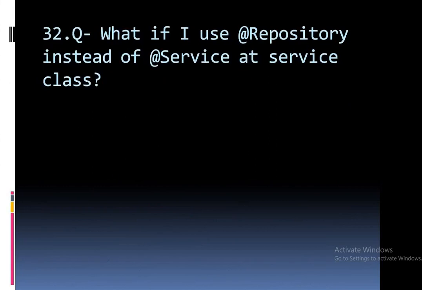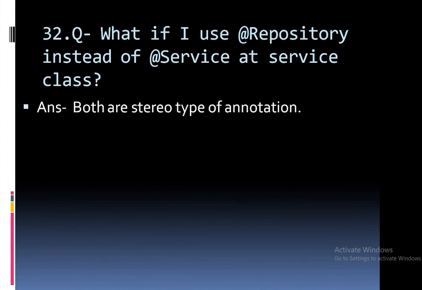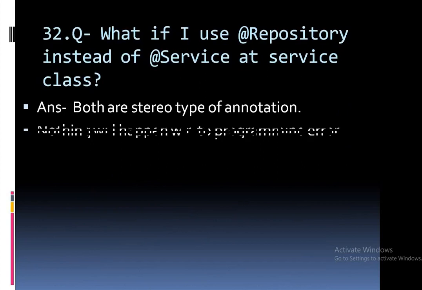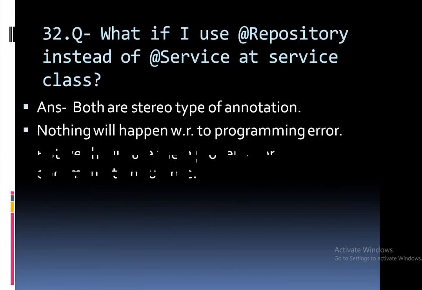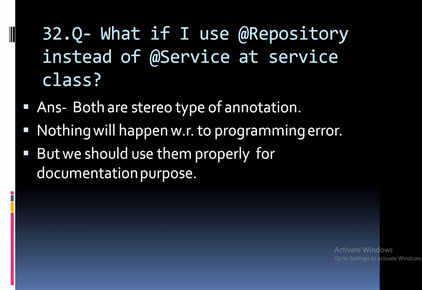What if I use @repository instead of @service at service classes? Both are stereotype annotations. Nothing will happen with respect to programming error, because @repository and @service are both stereotype annotations. There is no error given by the compiler.